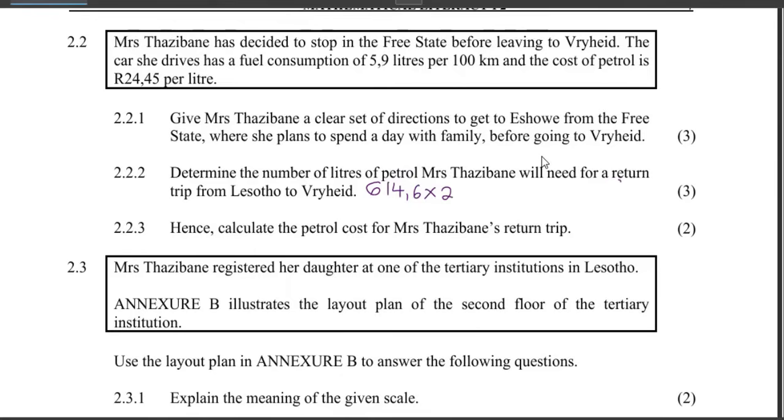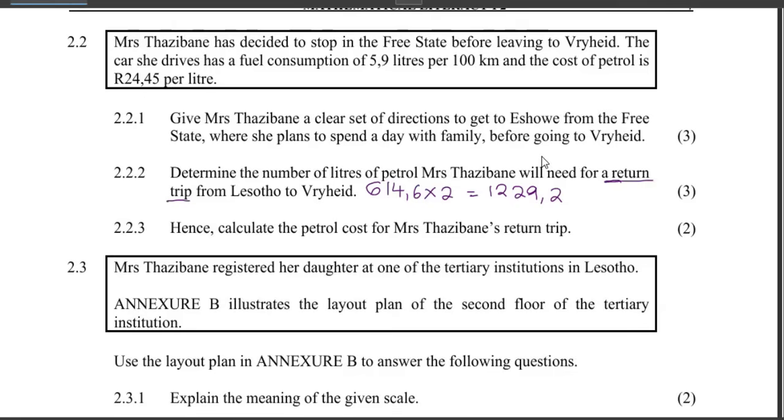Why? We are looking at a return trip. So simply, we need to multiply that. We get the answer, pick your calculator there, which is 1,229.2 kilometers. Now, we are not interested in this.